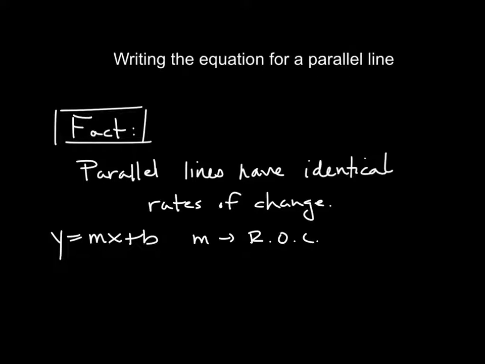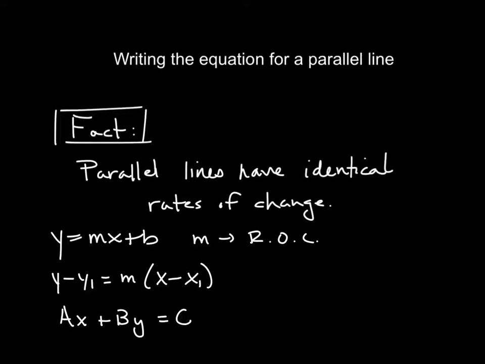And then I have another formula, depending on what formula your teacher uses. You also have the point slope formula: y minus y1 equals m times x minus x1. If you get an equation in this form, again, your rate of change is that m. And then you have this last one, ax plus by equals c, and this is what we call standard form.